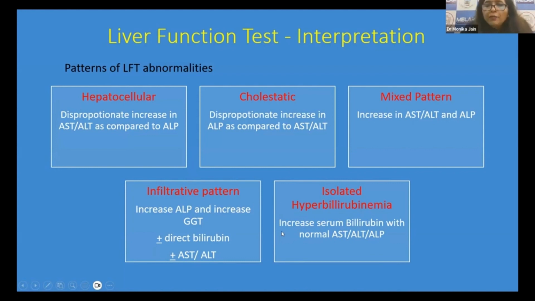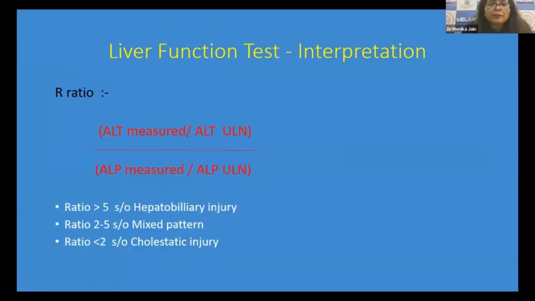So how do we interpret these patterns? We have something called the R ratio. What is the R ratio? R ratio is basically ALT measured over ALT upper limit of normal, divided by ALP measured over ALP upper limit of normal.